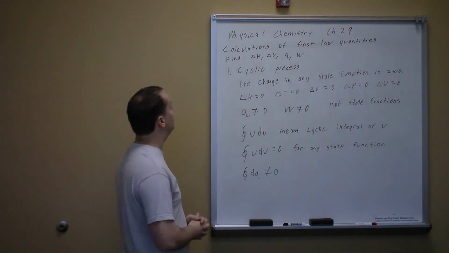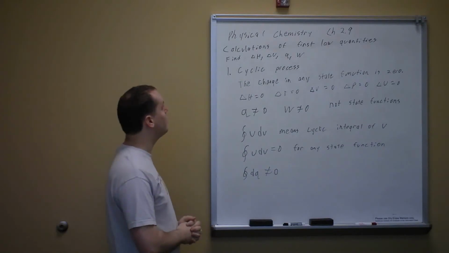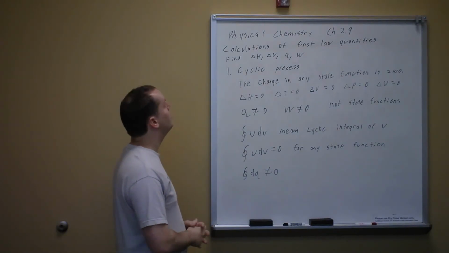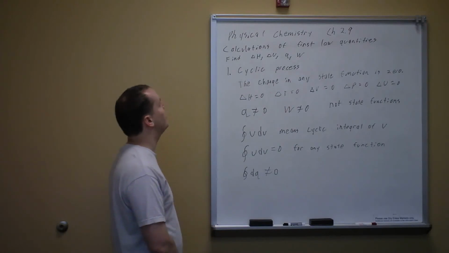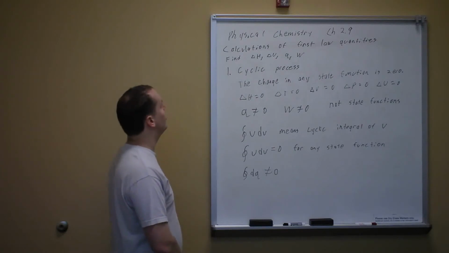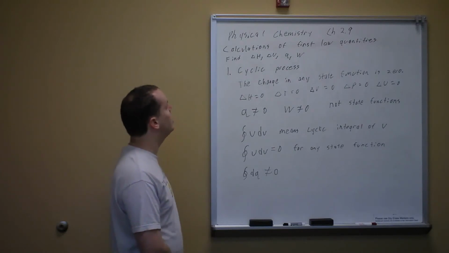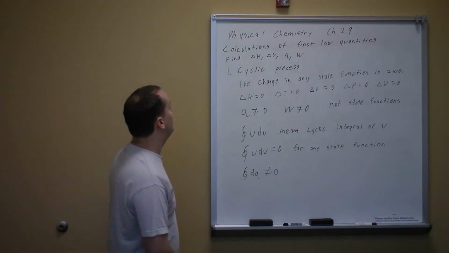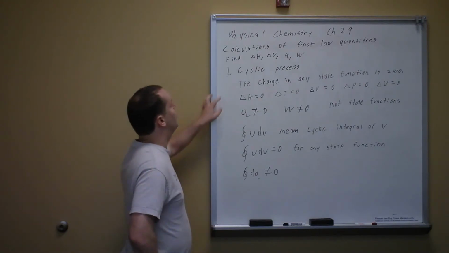Continuing on chapter 2 of physical chemistry, we're now just starting chapter 2.9. In chapter 2.9, we're going to show how to calculate the first law quantities of a whole bunch of different types of processes. First law quantities include the change in enthalpy, the change in internal energy, the heat, and the work.